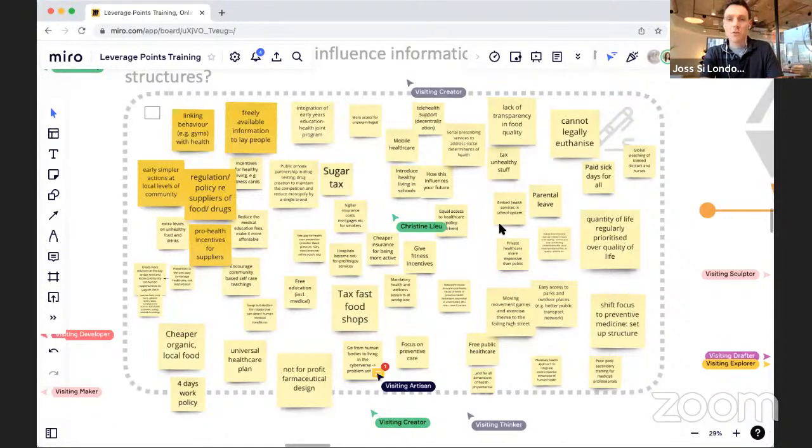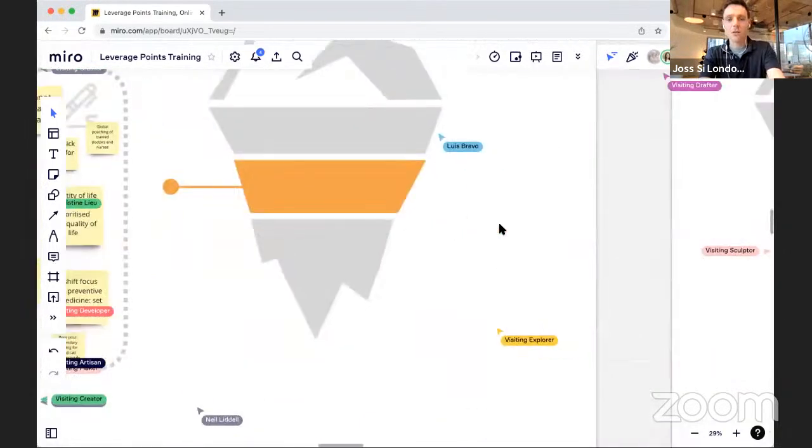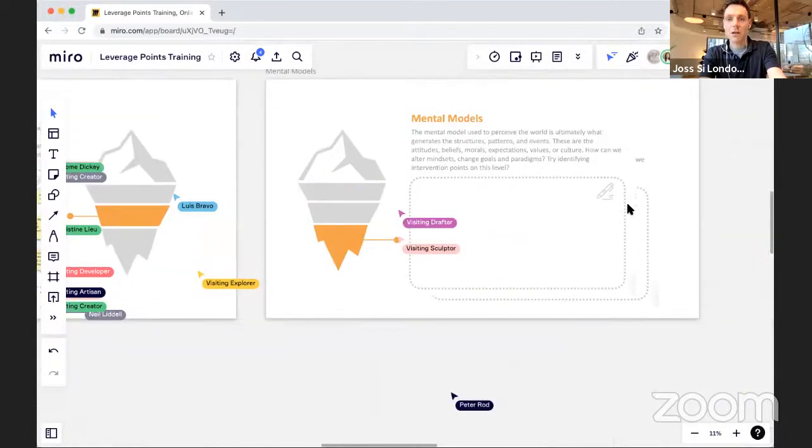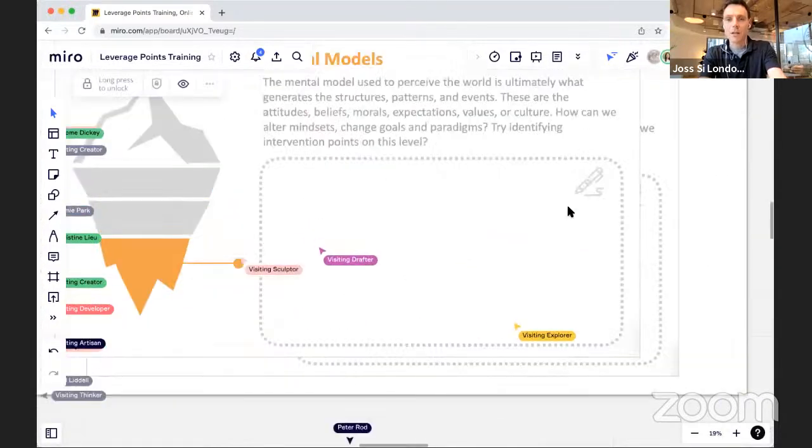Okay, so let's keep going for the sake of time. Those were structural features. We're now going to look at mental models and paradigms. So really interesting, this one.